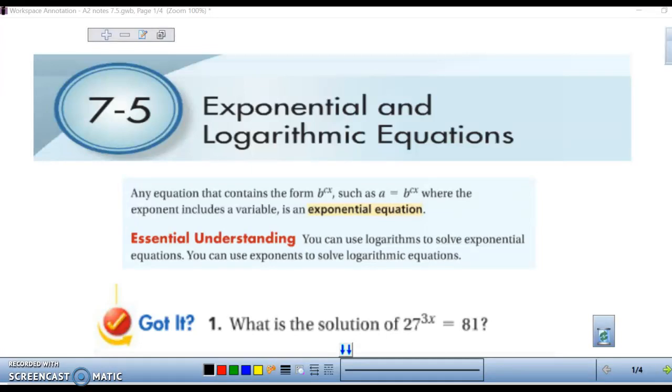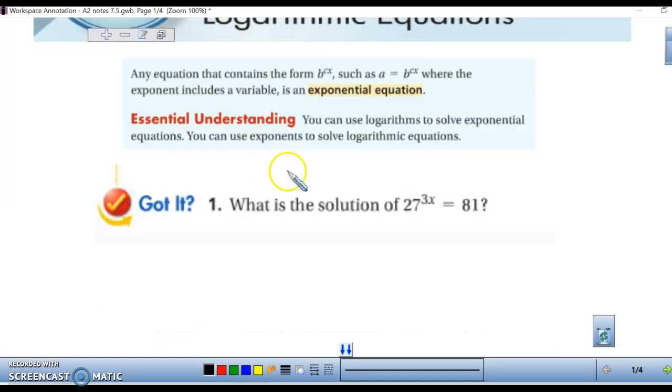Welcome to Algebra 2. This is Chapter 7.5, Exponential and Logarithmic Equations. In this section, we're going to use logs to solve for x when it is in the exponent. We will also use exponents to solve for x when it is found inside a log. So we're just going to jump in with the first example.